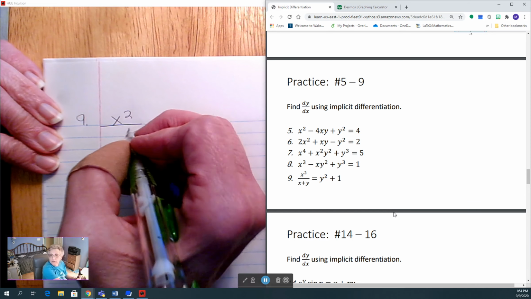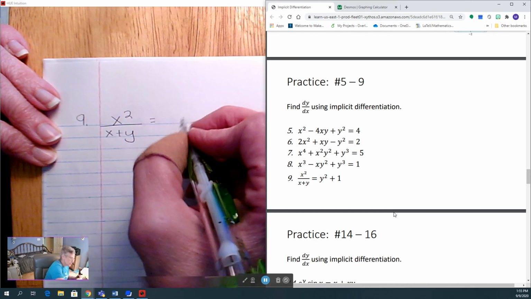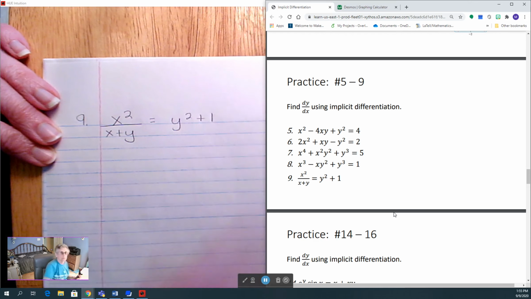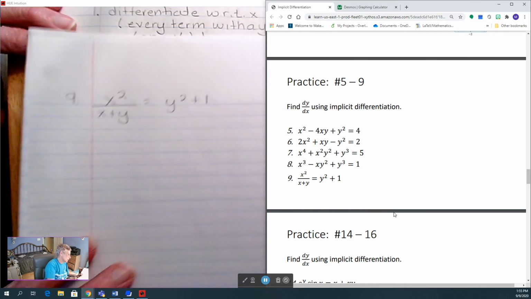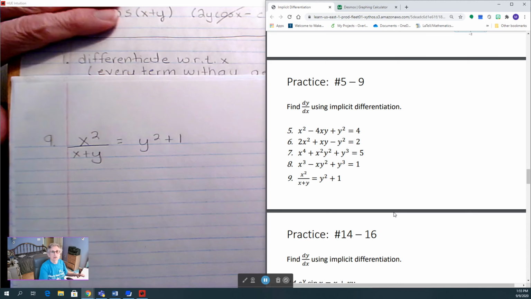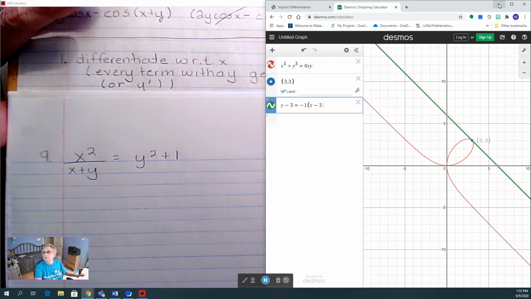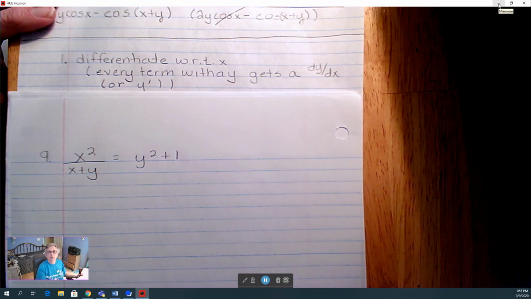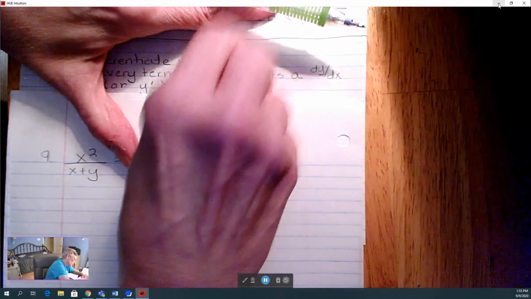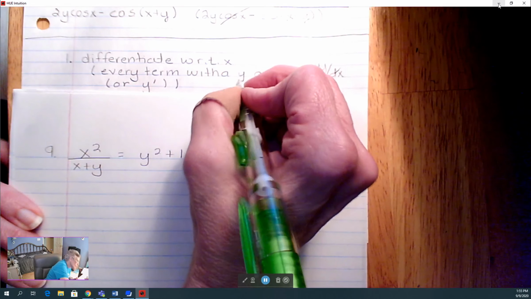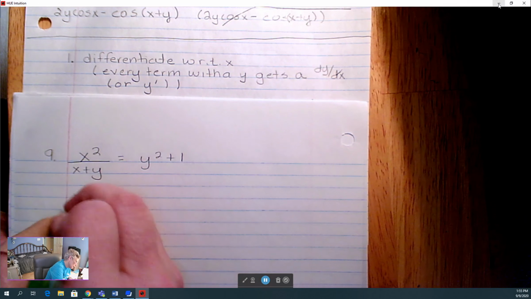X squared over x plus y equals y squared plus 1. So I have my little cheat sheet. I'm going to differentiate with respect to x. Every term with a y in it gets a dy dx. So, low, high, the quotient rule we'll try.